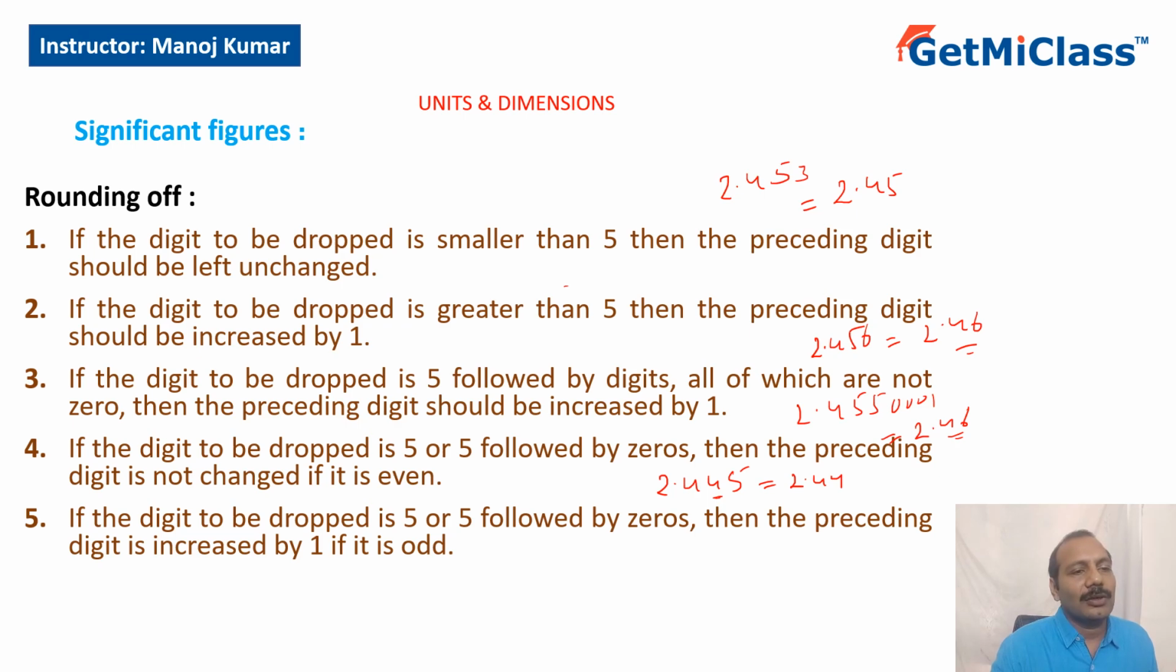If the digit to be dropped is 5 followed by zeros, then the preceding digit is increased by 1 if it is odd. So if I take 2.455, now 5 and 0, the preceding digit is odd, so the answer would be 2.46. This is something that many people don't know: rounding off when we have 5. The preceding digit being even or odd makes a difference in that case.